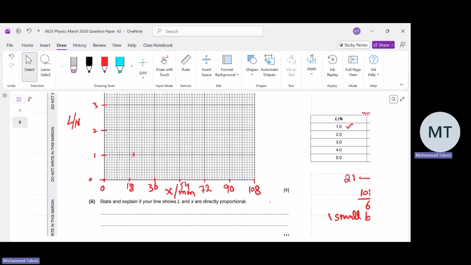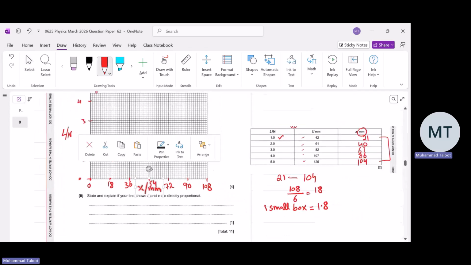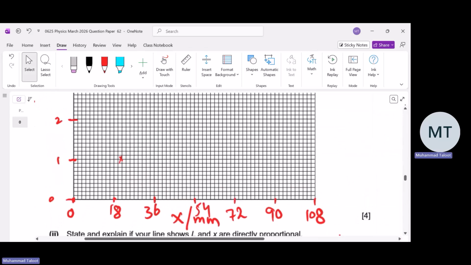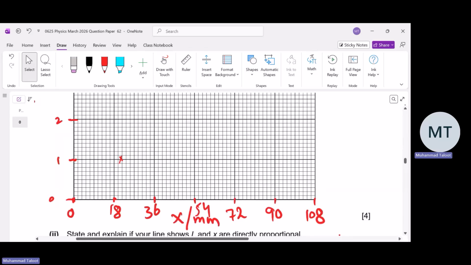So now on 2 Newton load, the value is 40. So how many small boxes do we have to cover? 40 divided by 1.8. So it will be 22.2. So it comes out in between. 22.2 is somewhere here. We will be taking the point.